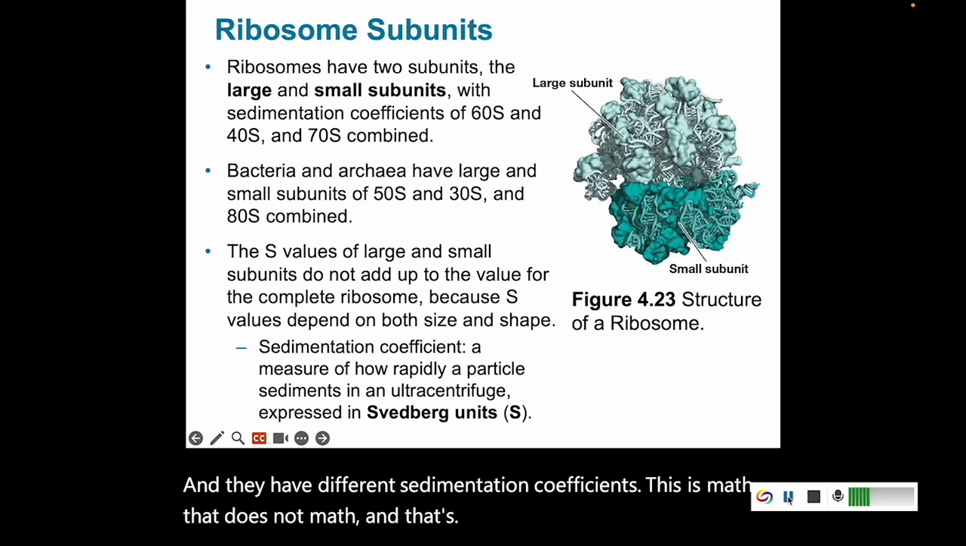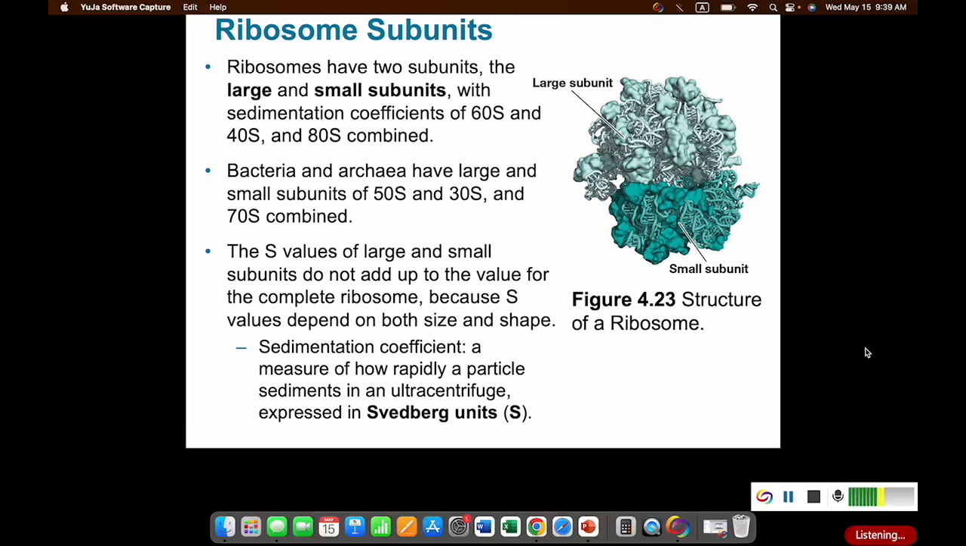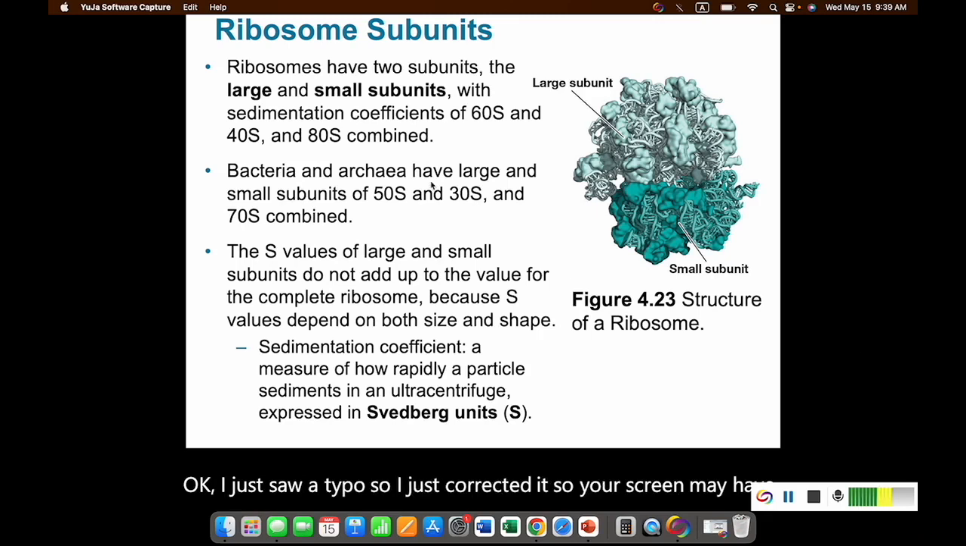And actually, let me pause here. Okay, I just saw a typo, so I just corrected it, so your screen may have changed a little bit. So this is math that doesn't math, because we are not just adding weight. We are looking at a sedimentation coefficient. So this means that if you centrifuged a cell component, what layer you would find these different things in.